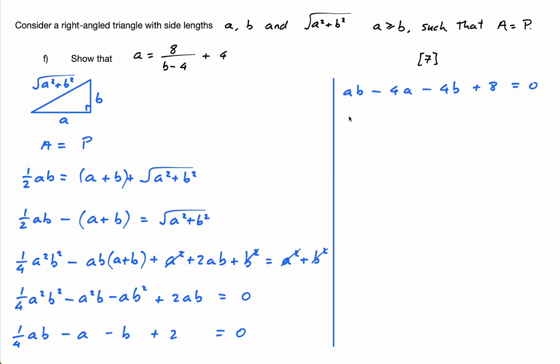Okay, let's bring the A's to one side. Well, they're already here. And bring this to the other side. So 4B minus 8. Take out the A, and I have B minus 4. That's the B minus 4 that I'm looking for. Good. This is 4B minus 8, and then divide: 4B minus 8 divided by B minus 4.